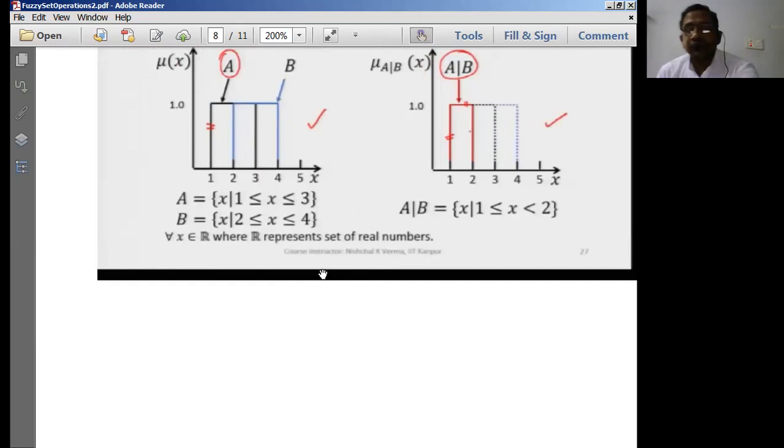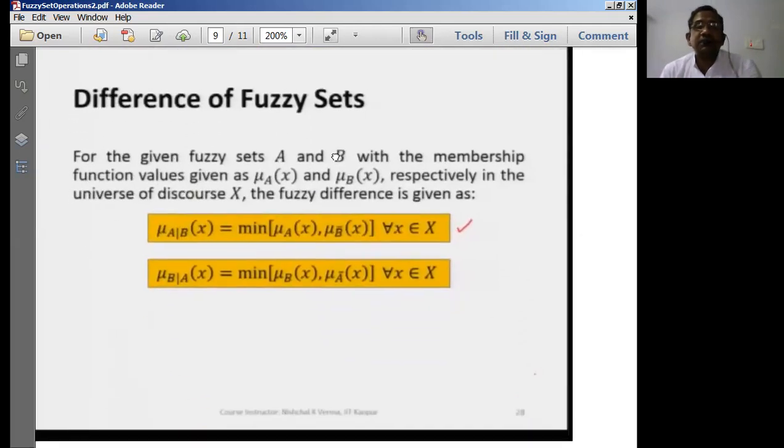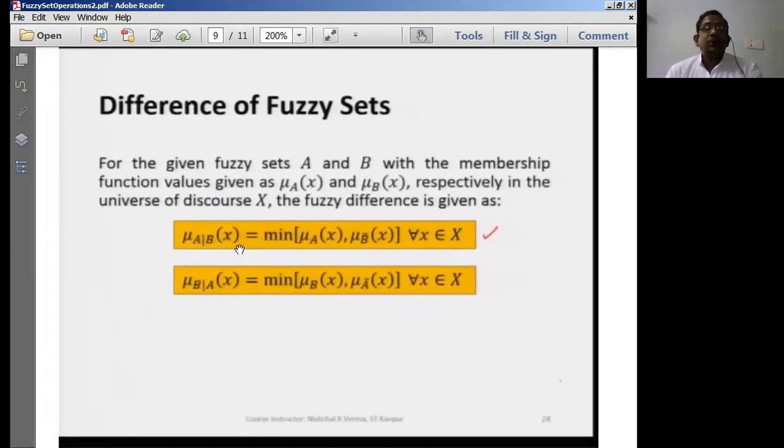Similarly, I can go with B minus A as well. So when you take this as B minus A, we use the minimum of the membership function of B and A. So that's what we write. If it is A minus B, we write the minimum of the membership functions of A and B, mu A of x comma mu B of x, the minimum value, because it is A minus B.